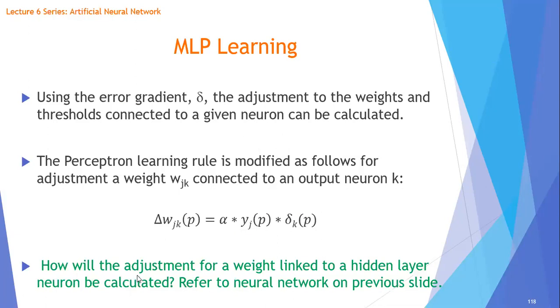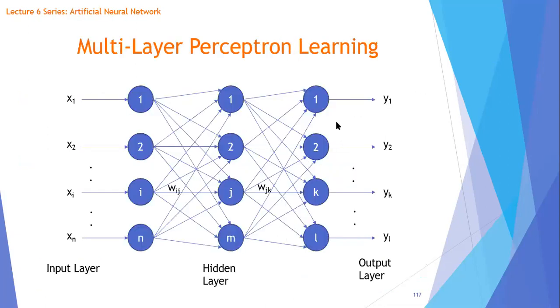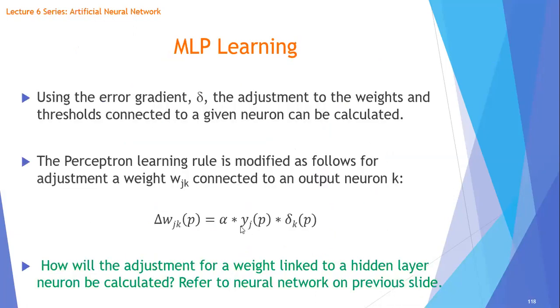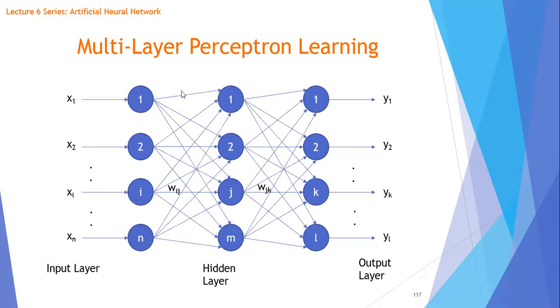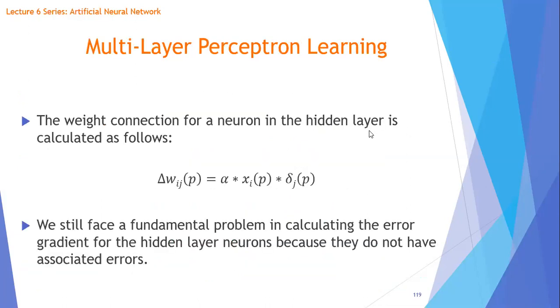Now the question is, how will the adjustment for weights linked to the hidden layer neurons be calculated? We are able to find the correction for all these weights which are connected to output neurons because you know the error gradients of these ones. If you look at this equation here, we're simply saying we can correct for all weights if we know the output and we know the error gradient of that neuron. Now, if you were to correct these weights here, you definitely know the inputs to them because these are the inputs to the weights that connect your input layer and your hidden layer, but we don't know the error gradients of these neurons here. So how will we do that? Like I mentioned earlier, we're going to backpropagate these. We'll see how you actually do that as well.